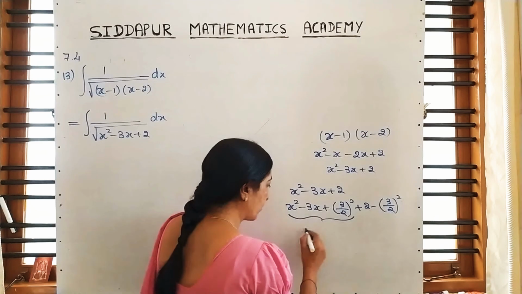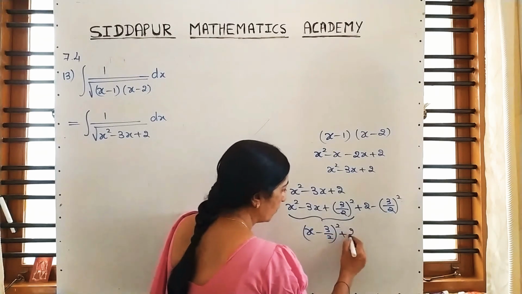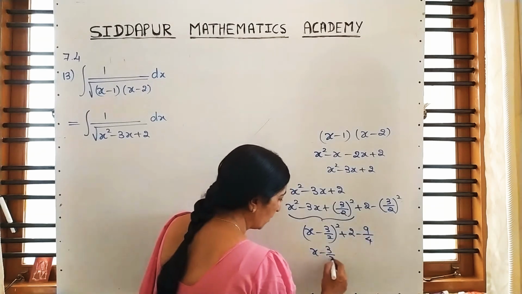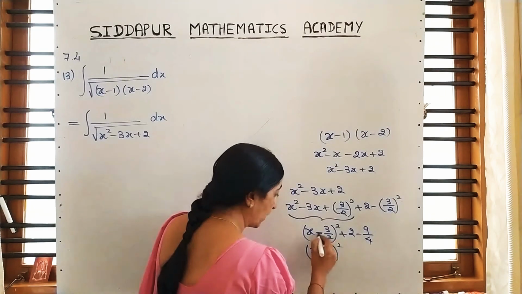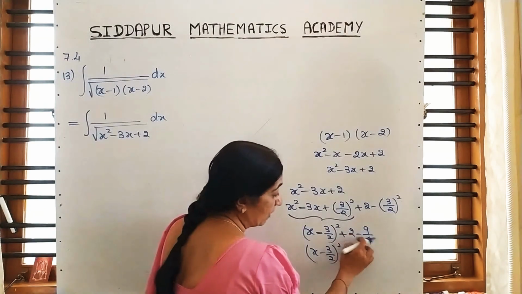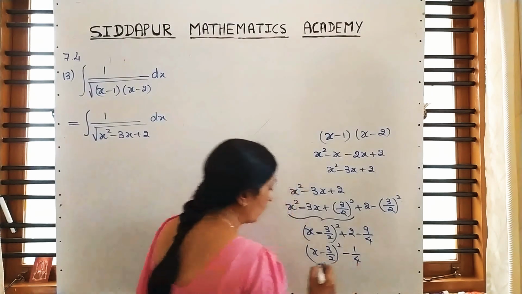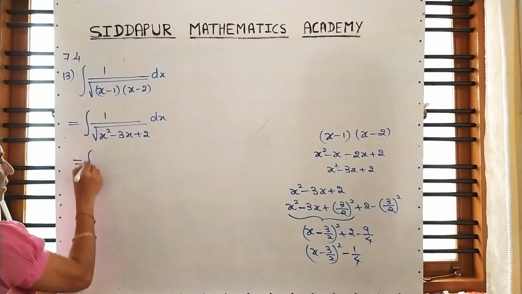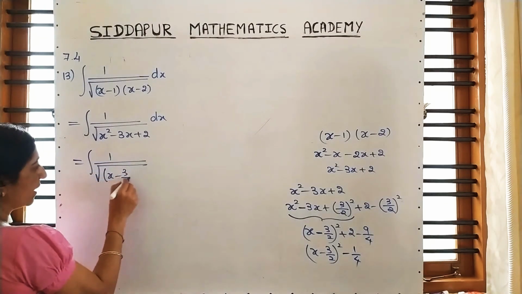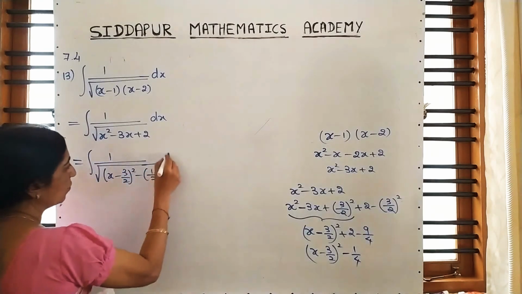These three give you the perfect square, that is (x minus 3 by 2) whole square plus 2 minus 9 by 4. You know why we took minus, because whatever the sign here, we have to write that. Here take the LCM. LCM is 4. 4 twos are 8. 8 minus 9, that is minus 1 by 4. So it is 1 upon root of (x minus 3 by 2) whole square minus (1 by 2) whole square, since 1 by 4 is (1 by 2) whole square.